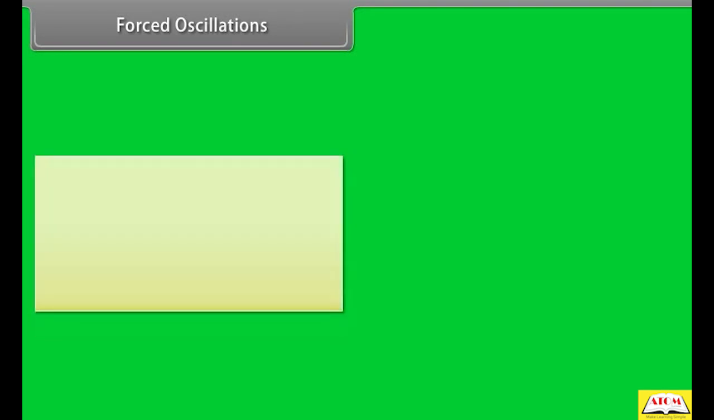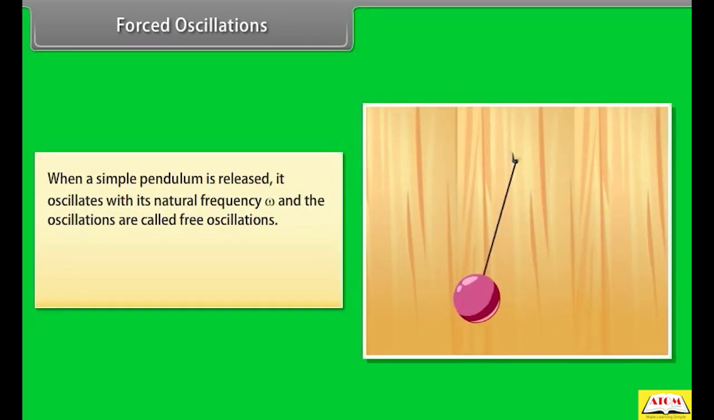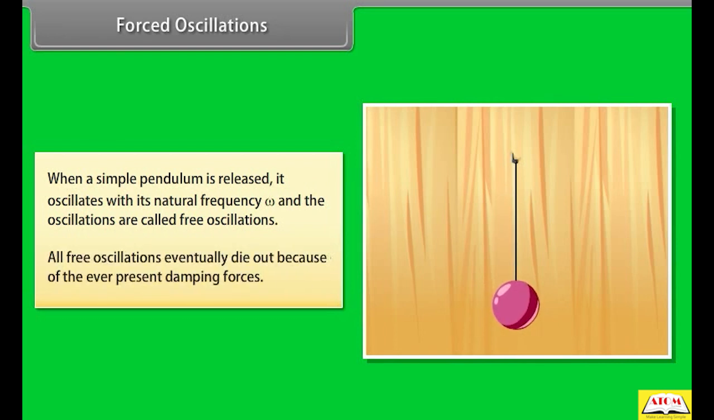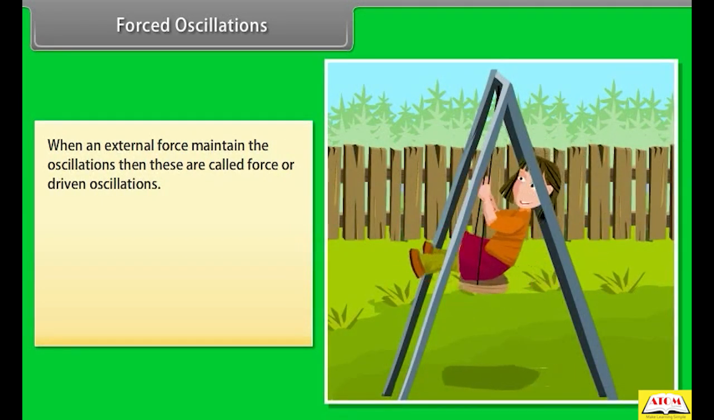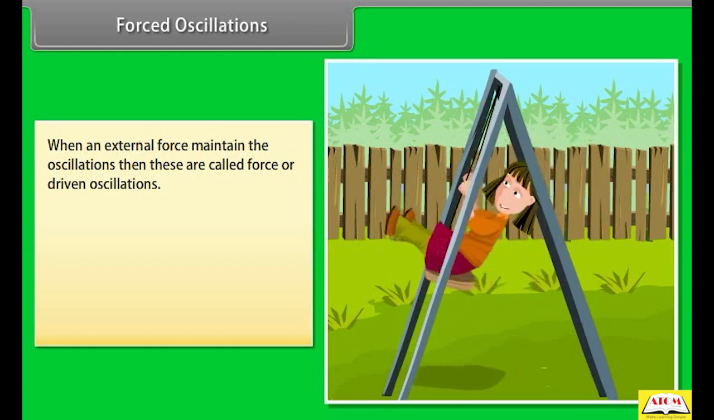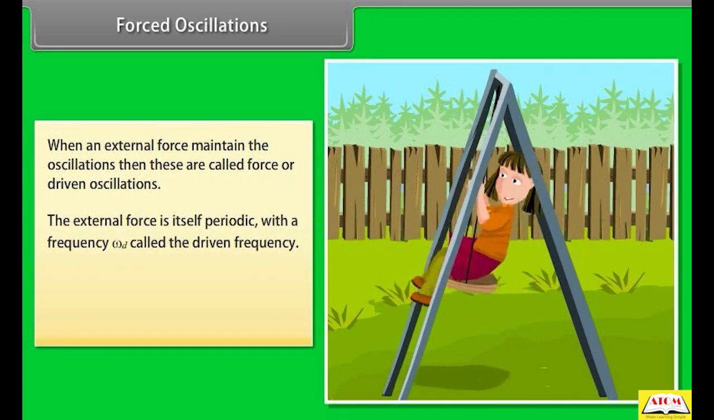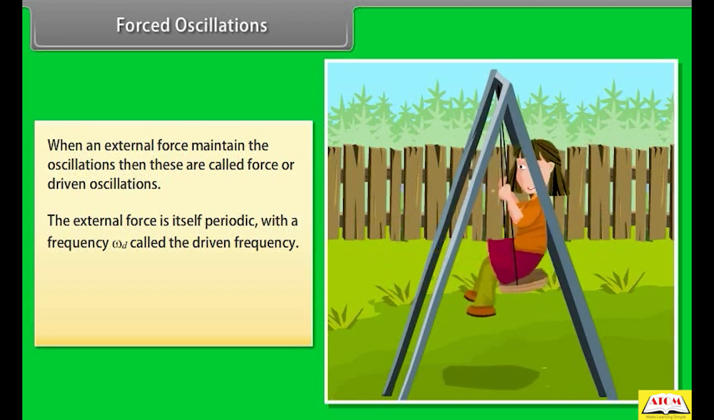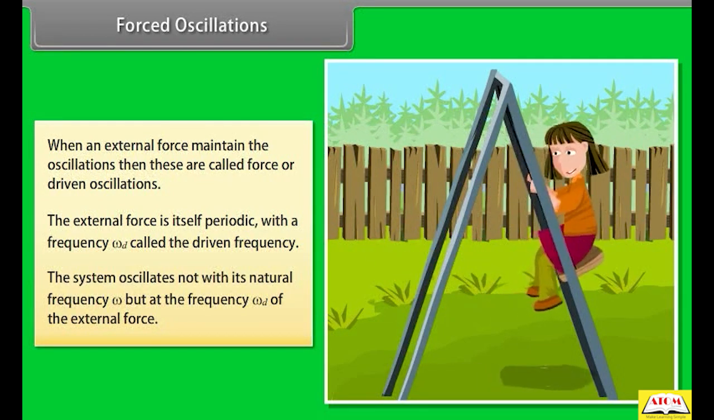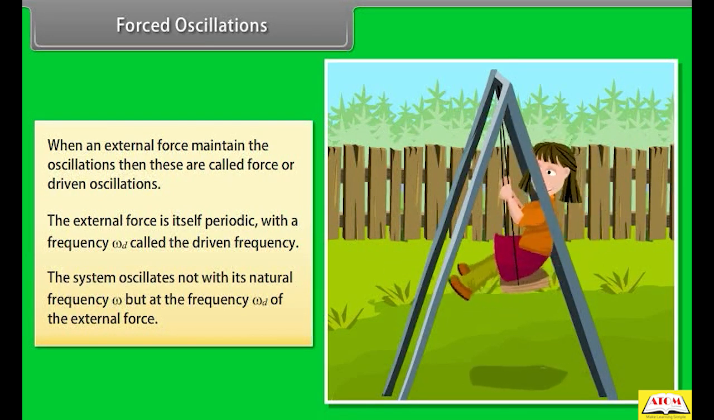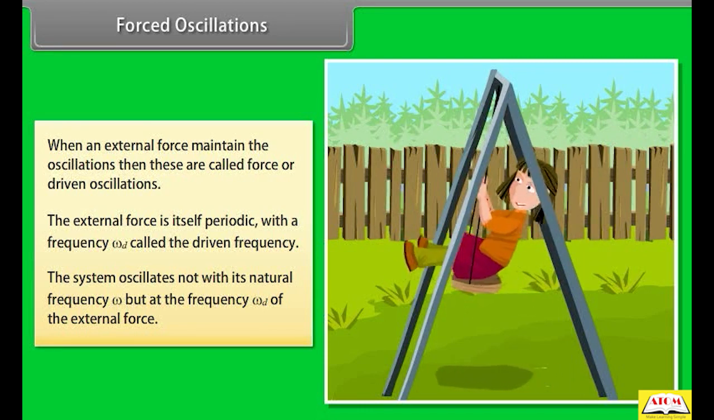Forced oscillations. When a simple pendulum is released, it oscillates with its natural frequency omega, and the oscillations are called free oscillations. All free oscillations eventually die out because of the ever-present damping forces. When an external force maintains the oscillations, then these are called forced or driven oscillations. The external force is itself periodic with a frequency omega d, called the driven frequency. The system oscillates not with its natural frequency omega, but at the frequency omega d of the external force.